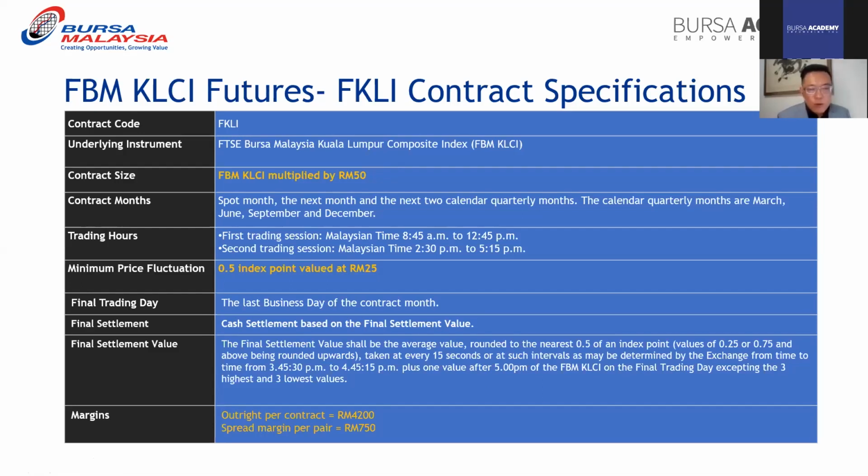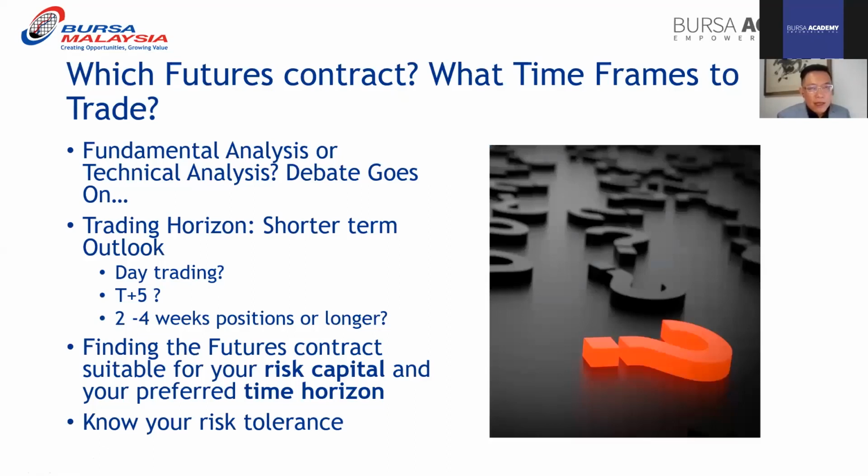Okay, so let's move on. We have covered the basics of what the FM70 and FKLI contracts are. So now, let's say, for example, you're interested in trading the index futures contract. These are the questions that will come to mind. Which contract, FM70 or FKLI, should I trade? What time frame do I trade, short term? Do I day trade, or should I take a position trade? And what sort of analysis do I use? Is fundamental analysis good for trading futures, or is technical analysis better for trading futures?